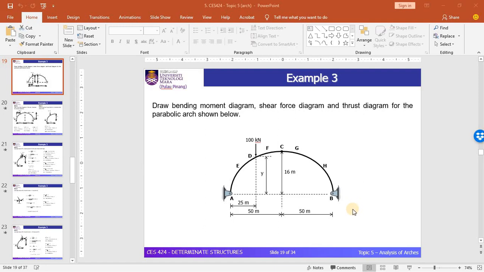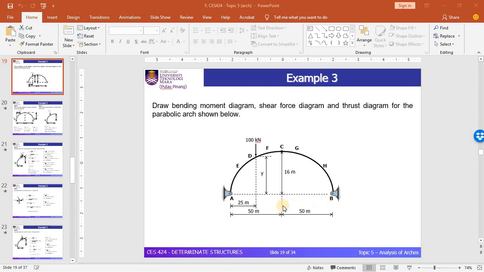Okay, so in this part of the video we will continue our lecture with example 3. In the examples we will learn how to draw the bending moment, shear force and axial thrust diagram for the parabolic arch.